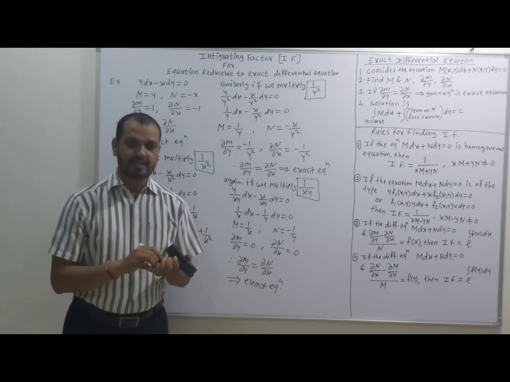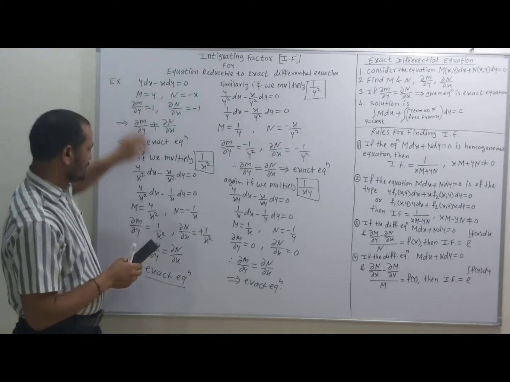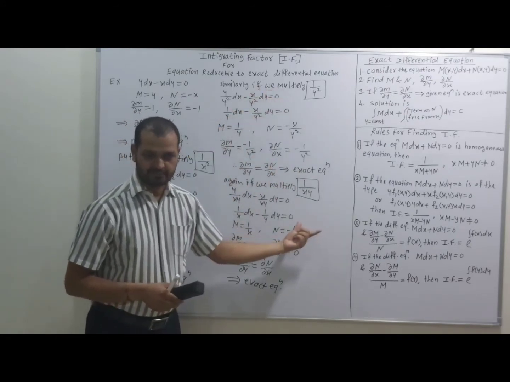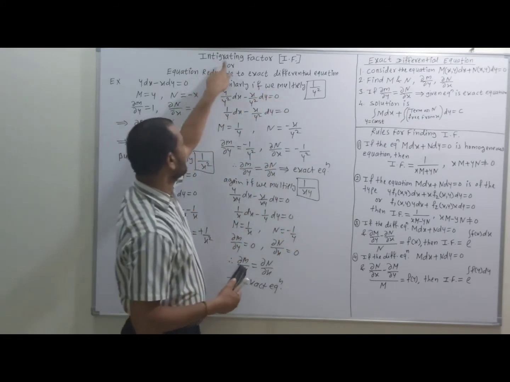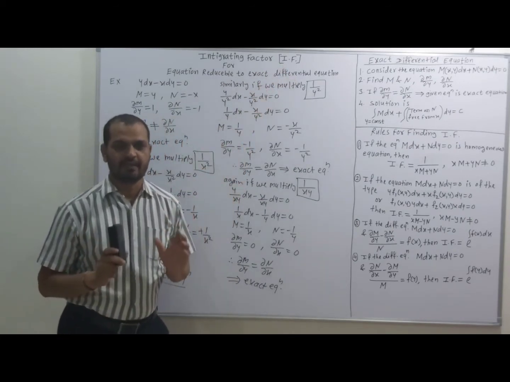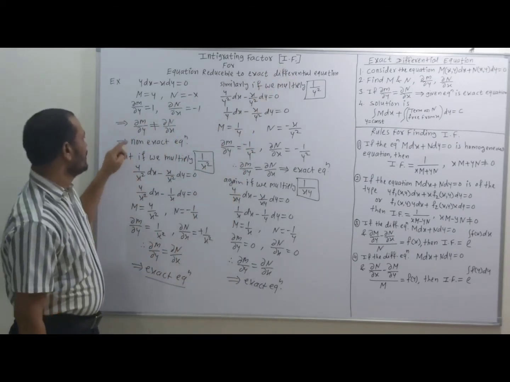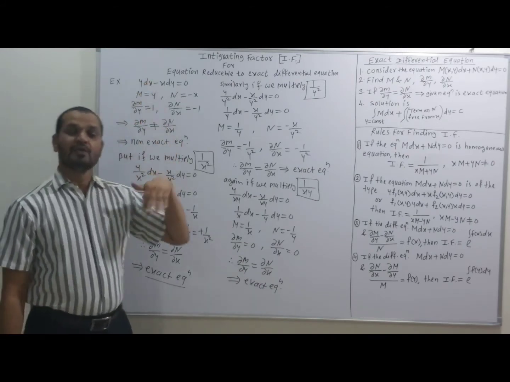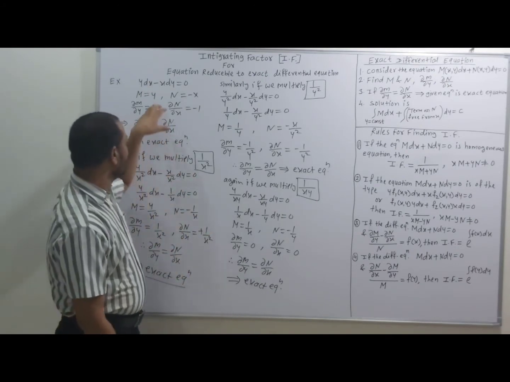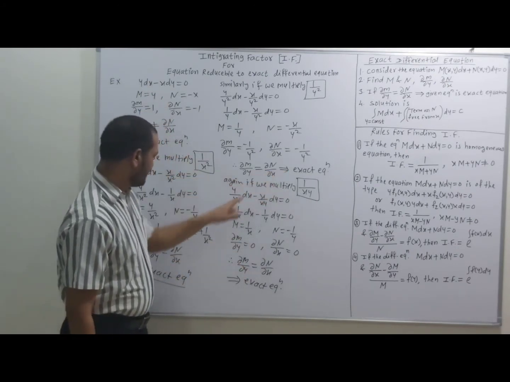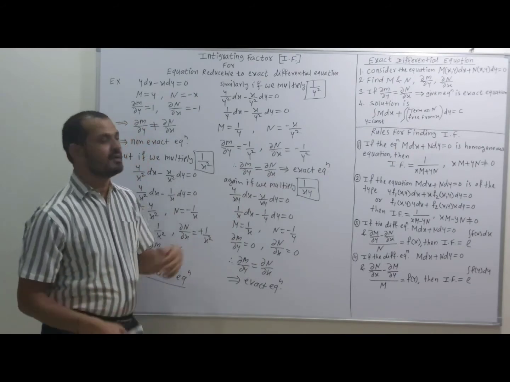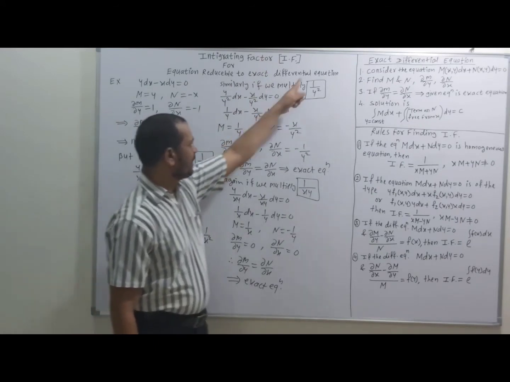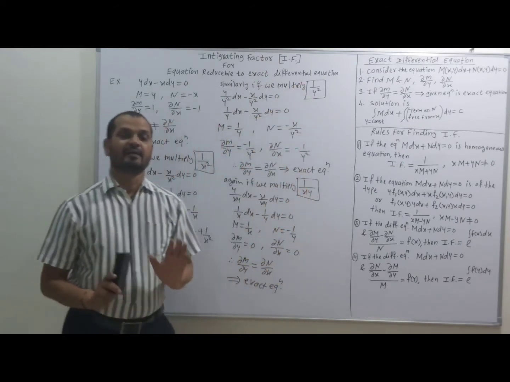Now the question is that we convert this non-exact equation to an exact equation by multiplying by a suitable factor. Such a suitable factor is called an integrating factor. So this is the definition of integrating factor: for a non-exact equation, we multiply the given equation by some suitable factor, converting that non-exact equation to an exact equation. Such a multiplying factor is called an integrating factor. So here 1 upon x square, 1 upon y square, 1 upon xy are the integrating factors.